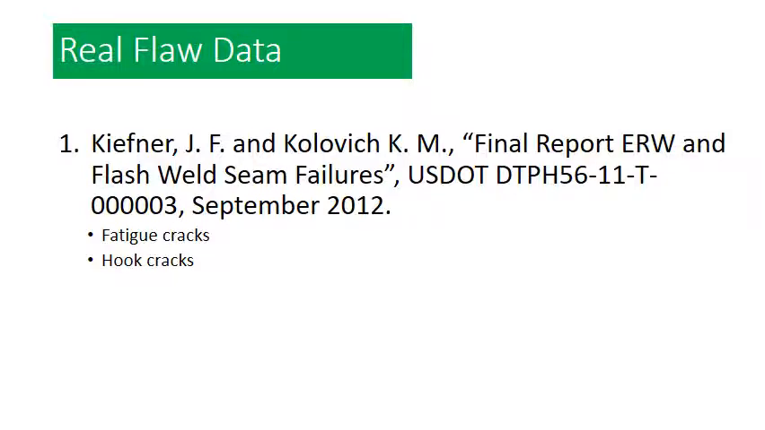When we switch from machined flaws to real flaws, I rely on work by Kiefner and Kolovich. They put together a massive study where they looked at ERW and flash weld seam failures. And that was work that was done for the U.S. Department of Transport in September of 2012. They do have a good listing of fatigue cracks and a good listing of hook cracks. And what I've done is I've looked at the lengths and depths that are reported, the material properties, the toughness that's reported, and the failure pressures. And I've done a very similar validation study using the GEM.